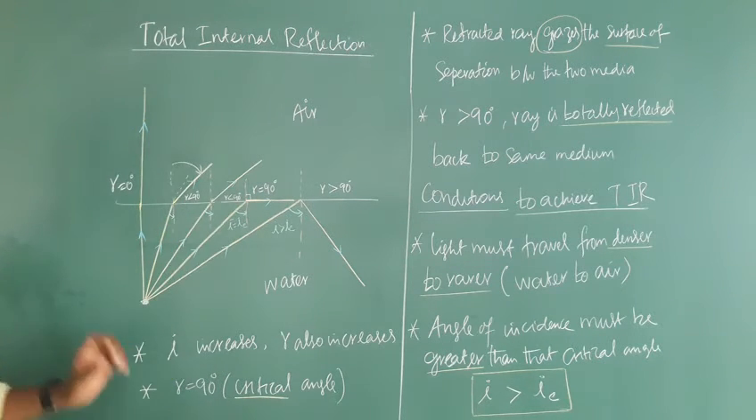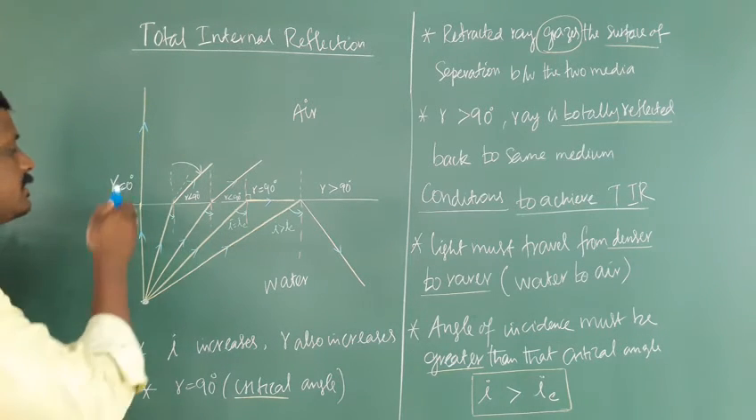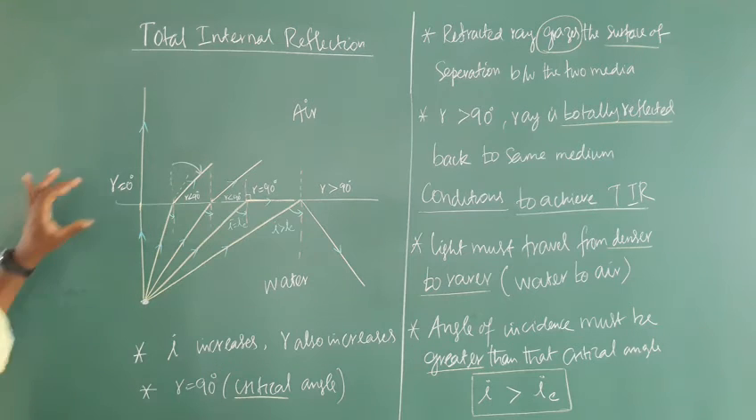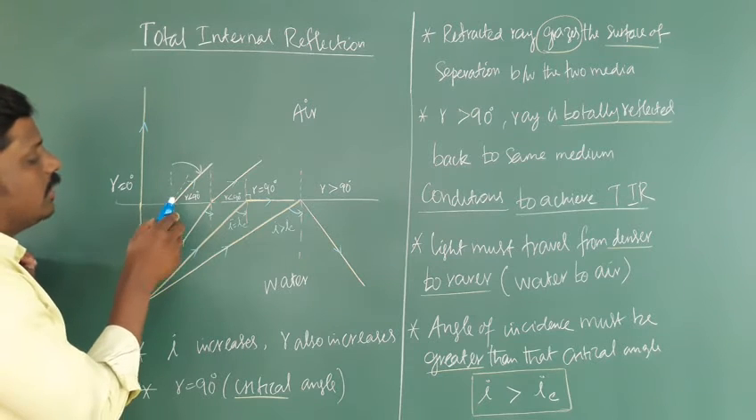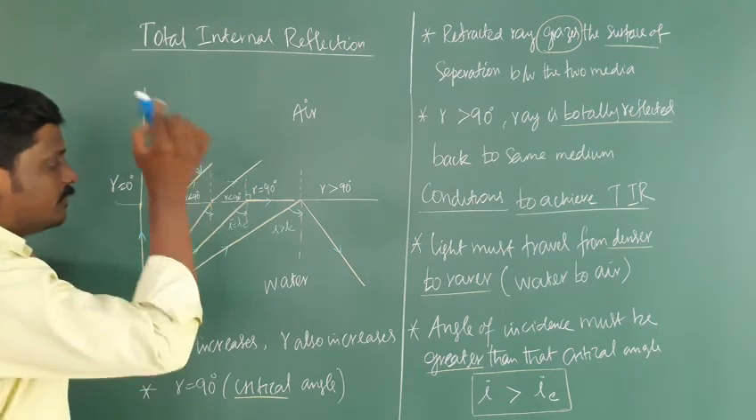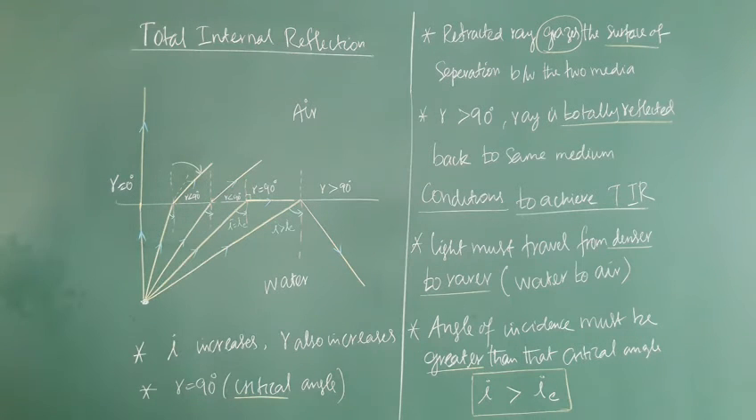Now if the angle of incidence is normal to the interface, the light ray goes directly, there is no deviation here, and the angle of refraction is 0. Now as the angle of incidence increases, the refracted ray moves away from the normal, so the angle of refraction is less than 90 degrees.